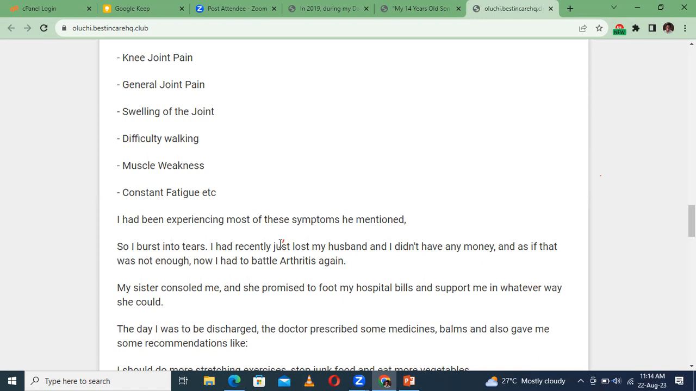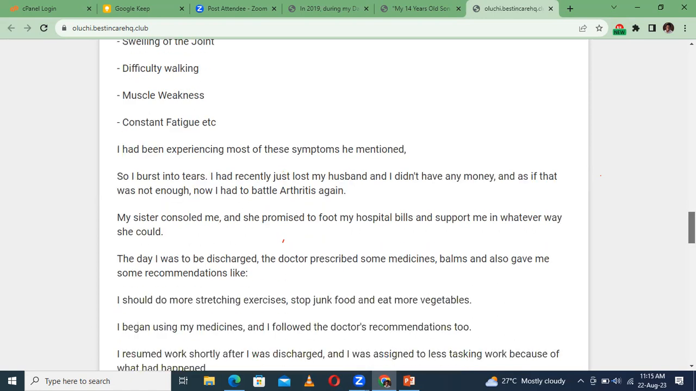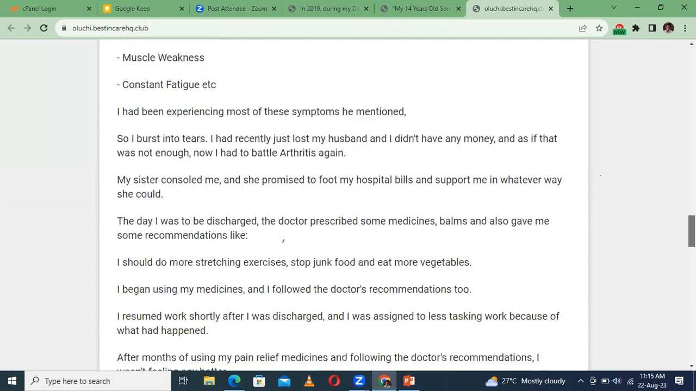I'd been experiencing most of these symptoms you mentioned, so I burst into tears. I had recently just lost my husband, and I didn't have any money. And as if that wasn't enough, now I had to battle arthritis. My sister consoled me, and she promised to foot my hospital bills and support me in whatever way she could.